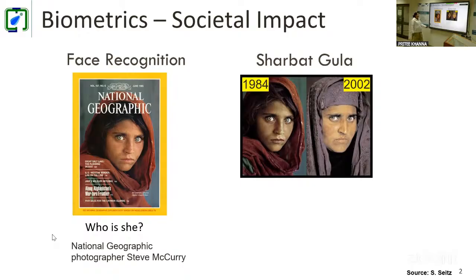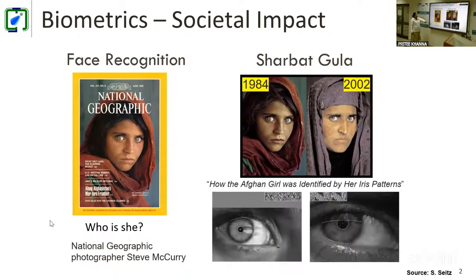This is the picture they printed on their cover page, and the same photographer claimed it was the same person. But how can he identify that this is the same girl? Here the biometric played the role, and this Afghan girl was actually identified by her iris pattern.